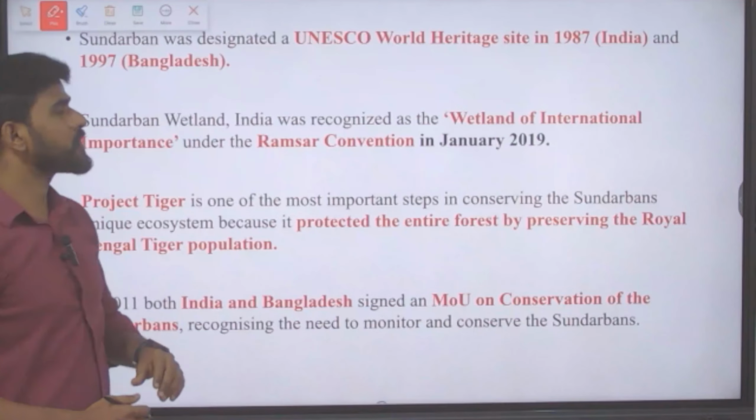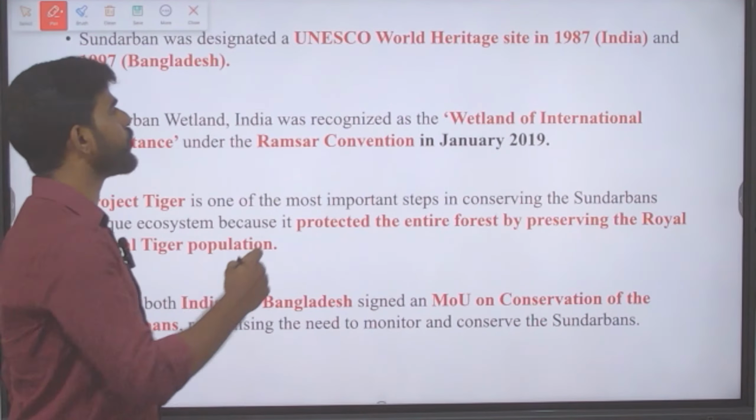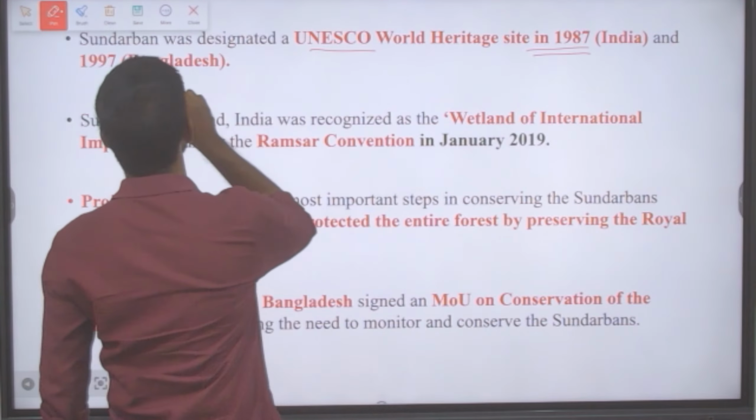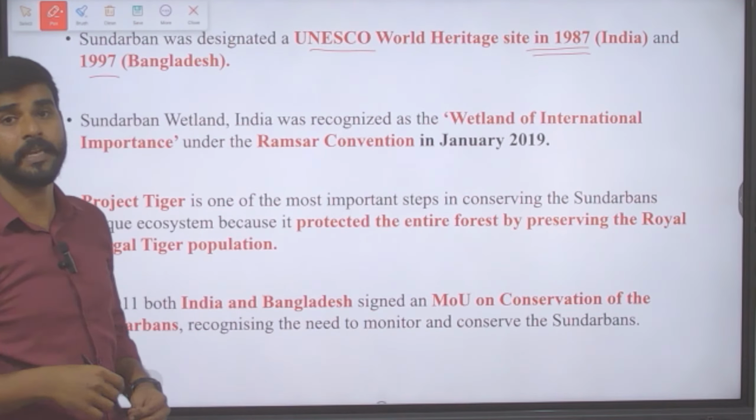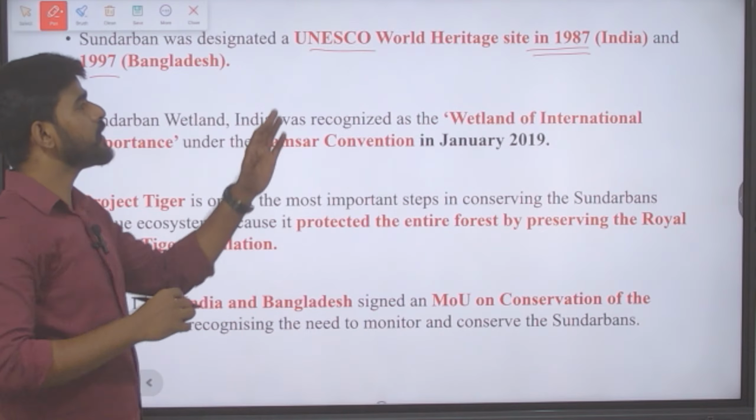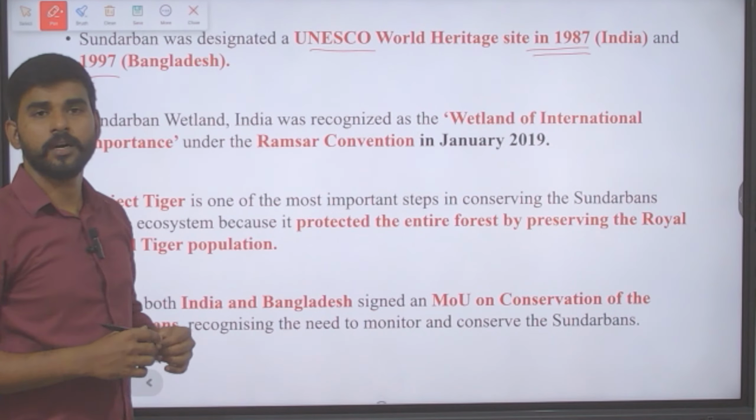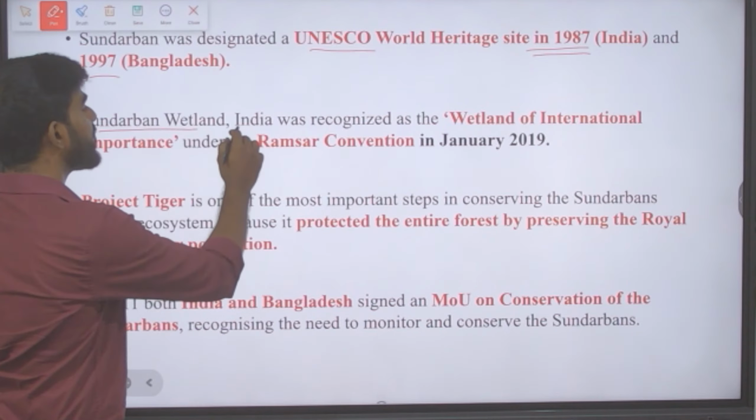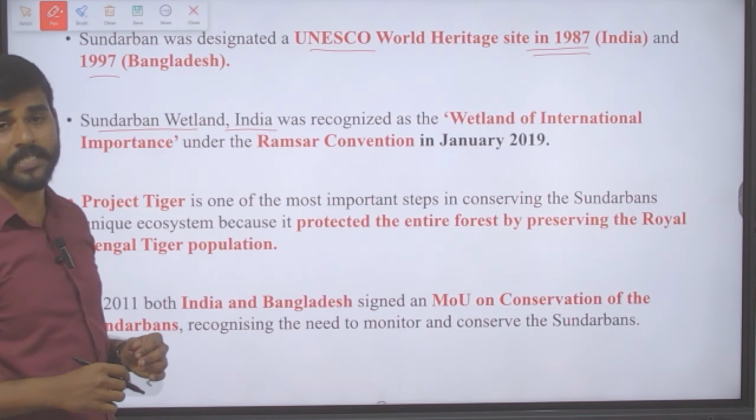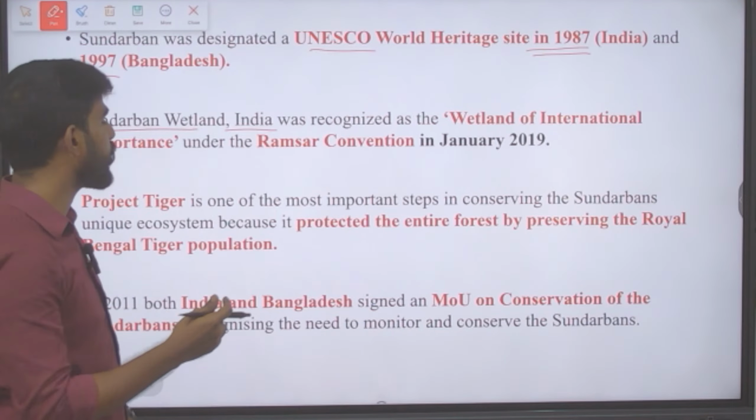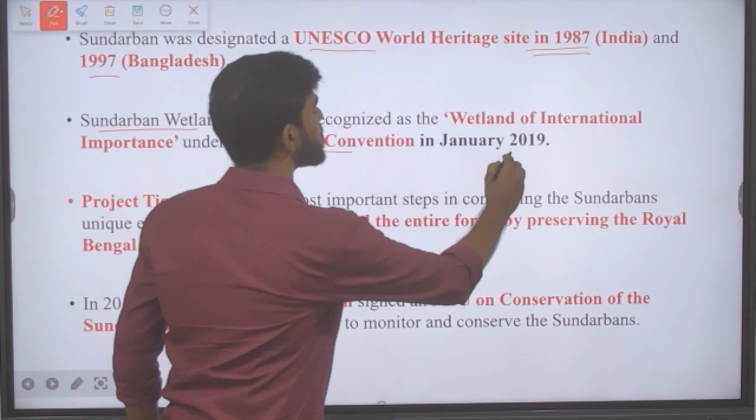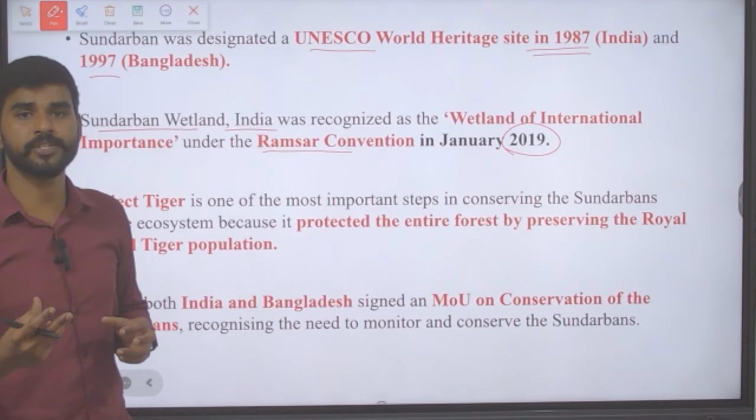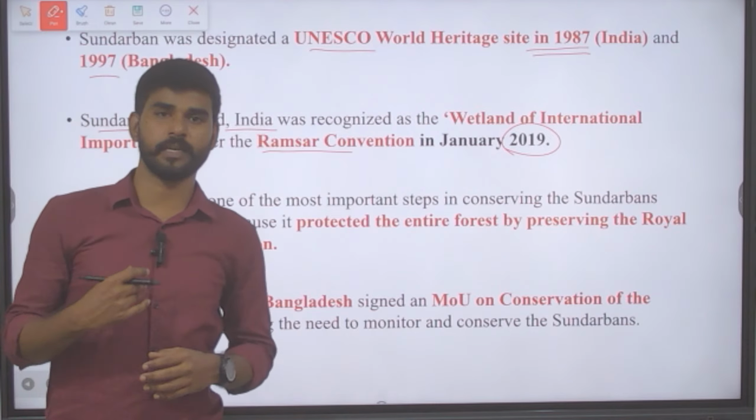This Sundarbans was designated as UNESCO World Heritage Site in the year 1987 in India and in the year 1997 in Bangladesh. And Sundarban wetland in India was recognized as wetland of international importance under Ramsar Convention in the year 2019. So it is coming under Ramsar sites.